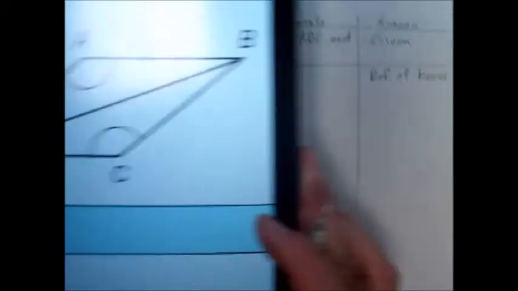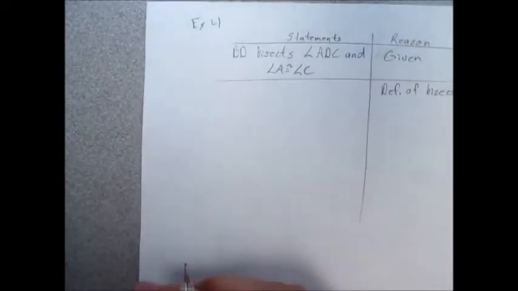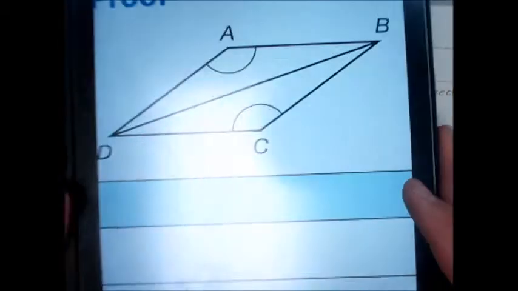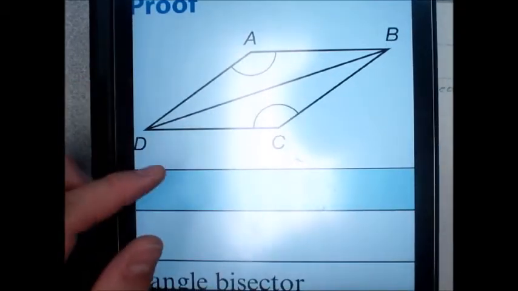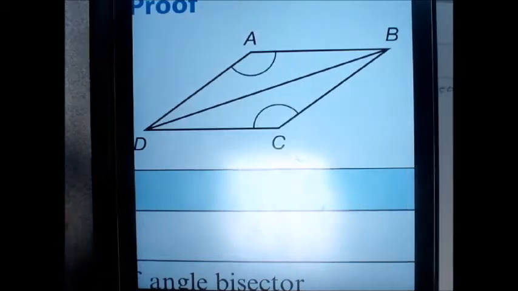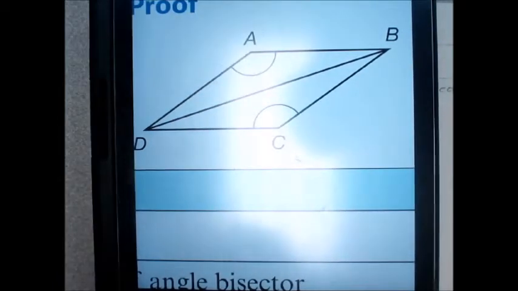I'm sorry, say that again. Are you talking about this picture? I'm not sure what angle thing you're talking about, Carl, to be honest.